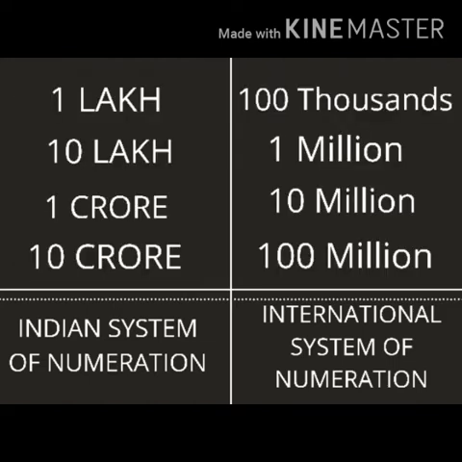Now, let's see some examples. 1 lakh in Indian system becomes 100,000 in international system. 10 lakh becomes 1 million. 1 crore in Indian system becomes 10 million in international system. 10 crore in Indian system becomes 100 million in international system of numeration.